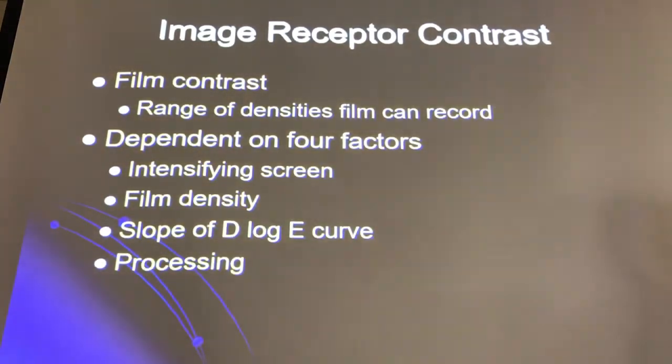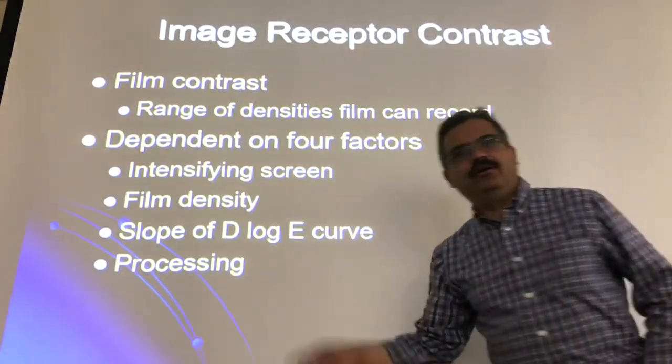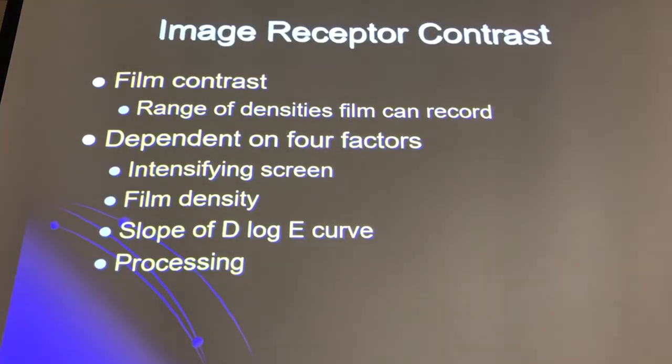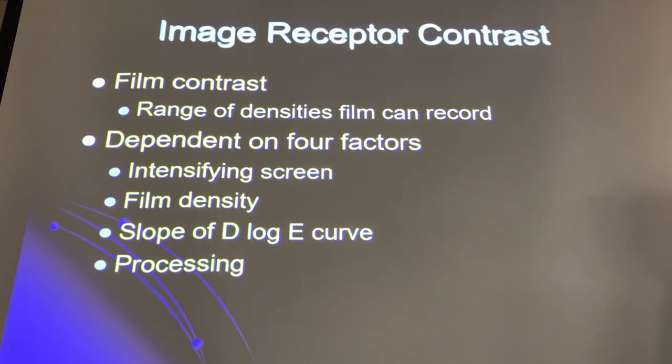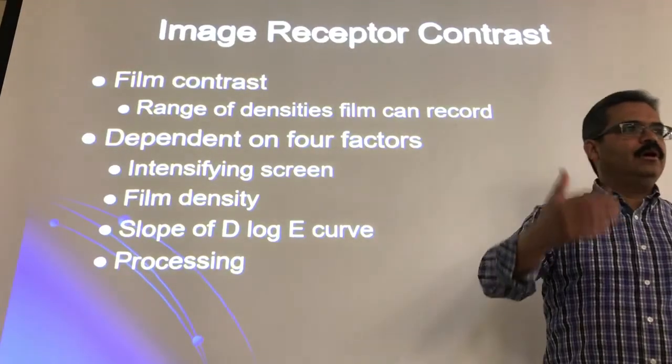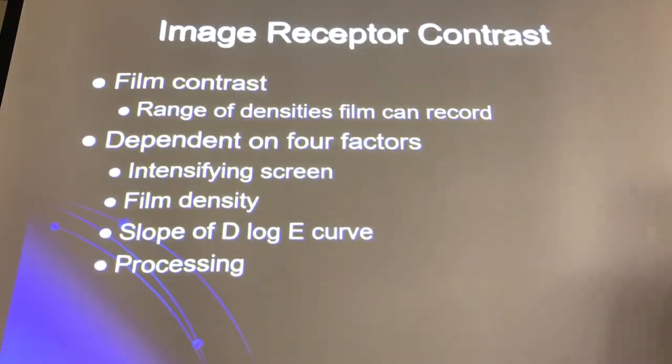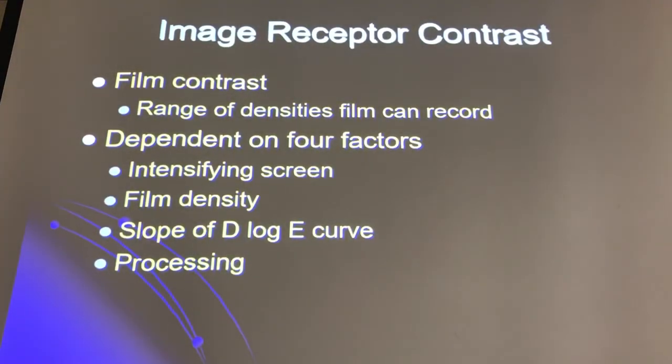The slope of the characteristic curve, this is what I explained here. And the processing. How are you processing the image receptor? Are you doing it fast? Are you doing it slow? Are you doing it under high concentration chemicals? How about the temperature? Are you using high or low temperatures?